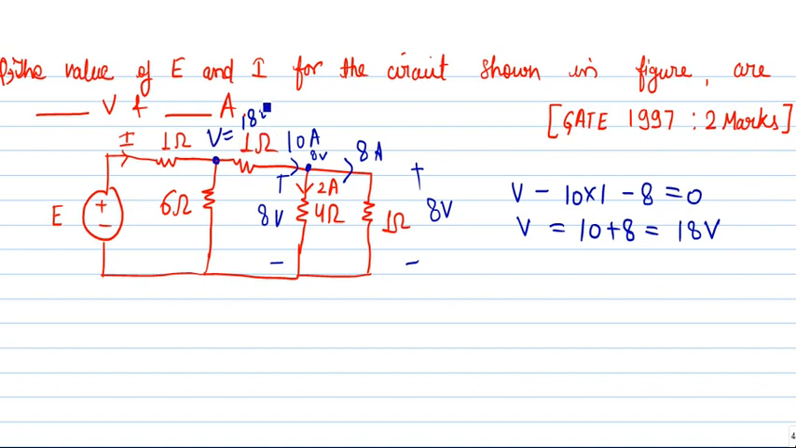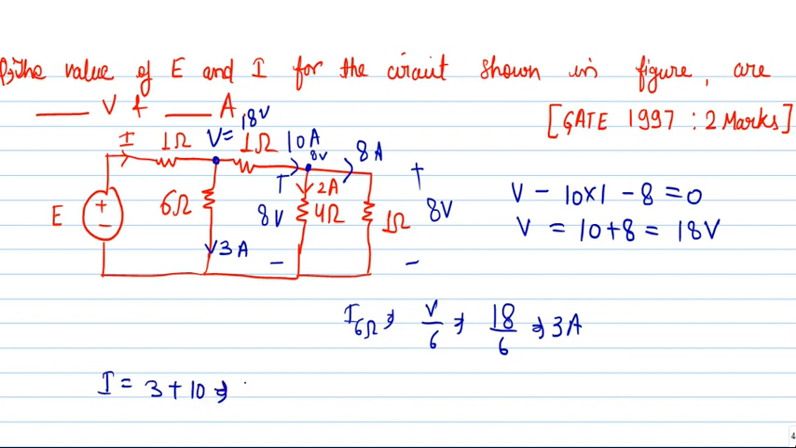Now with the help of this 18 volt we can find the current flowing in the 6 ohm resistance. The current in the 6 ohm resistance equals V upon 6, that is 18 upon 6, which equals 3 ampere. Here we can see the current flowing is 10 ampere, and here is 3 ampere. So the current I will be the sum of these two currents, 3 plus 10, which gives us 13 ampere. So the value of current in the circuit is I equals 13 ampere.